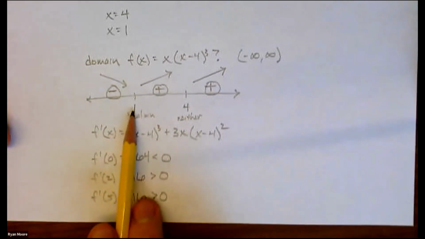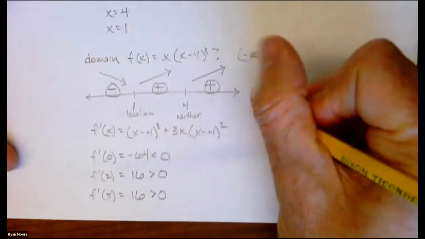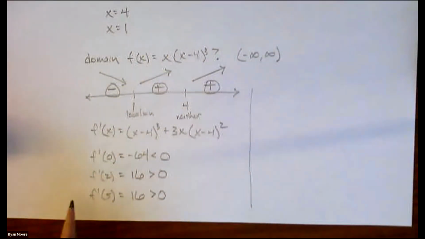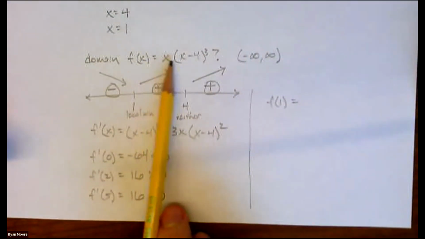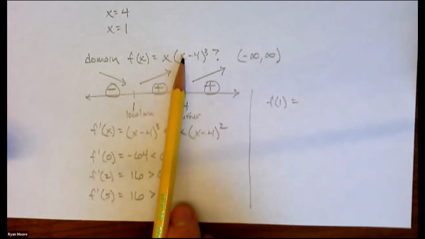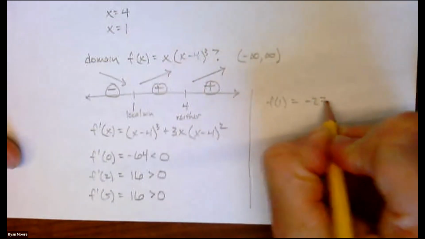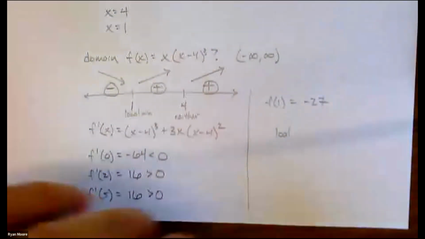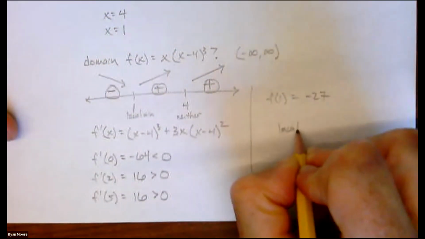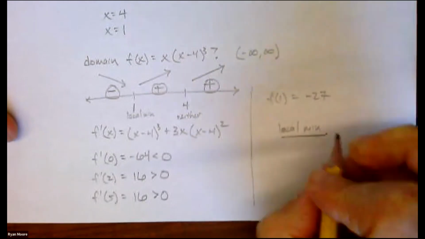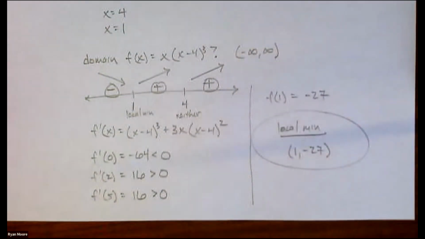So we're only going to worry about what's happening at 1. We know that's a local min. Okay, so I'm going to take the 1. I still need the y value. I'm going to put it back into the original here. And what do we have? 1 times (1 − 4), which is −3, to the third is −27. So we've got a local min at (1, −27) right there.